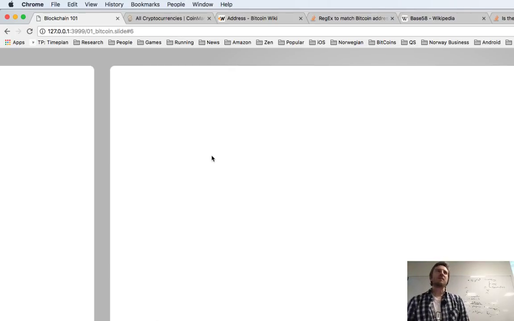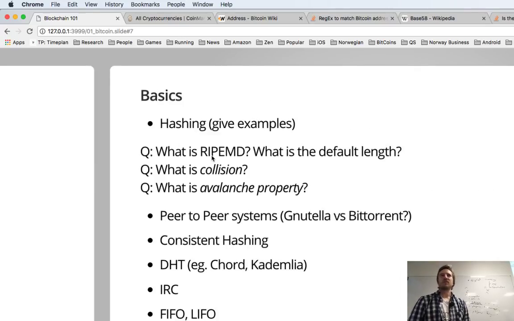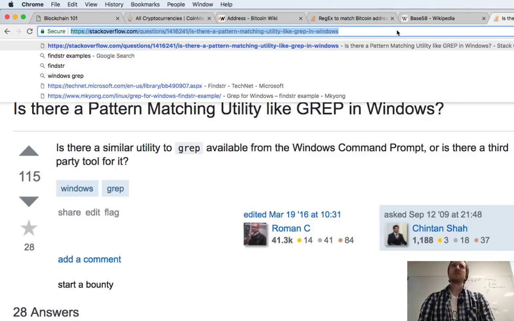So about you. I would like to ask you some questions. So, do you know what hashing is? Who knows hashing? Yeah, one-way functions, right? Do you know some examples? Can you give me some hashing algorithms? Yeah, SHA-1. Yeah, great. Do you know this one? Who doesn't know that one?